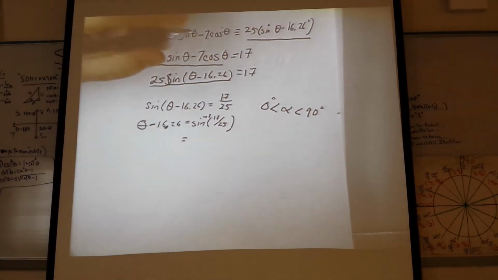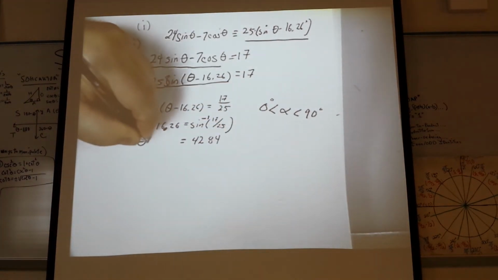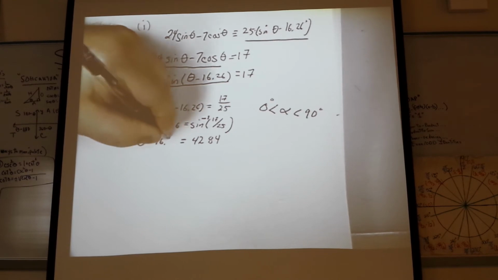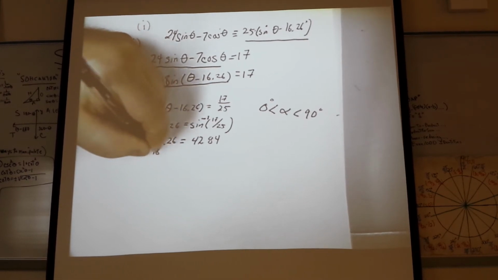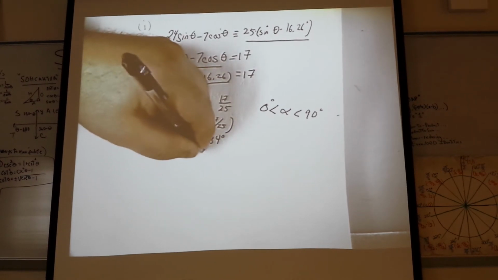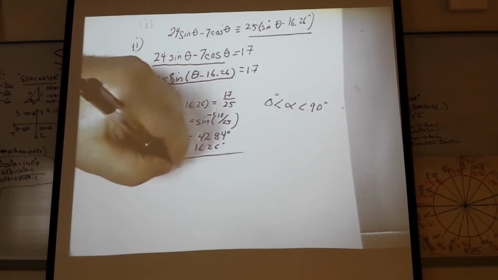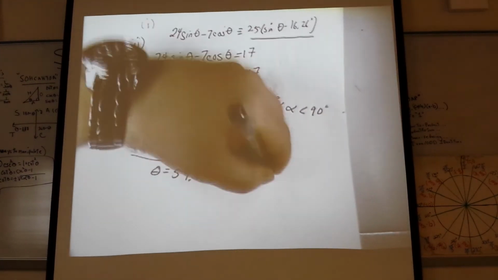42 and 42.8 change. 42.84. Now, theta minus what? Mr. Joe's like, well, don't forget the 16 and change. You're ripping me off. If you're not going to pay attention, I'll rip you off, right? 16.26, right? Boom. Theta is 59.1. Look at her go.